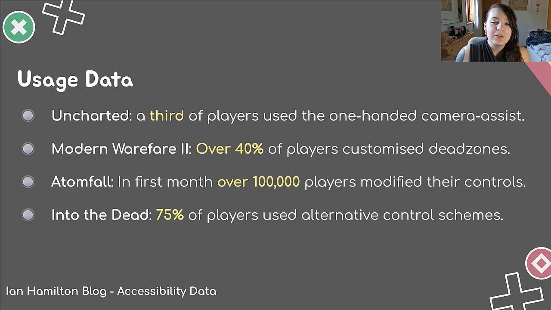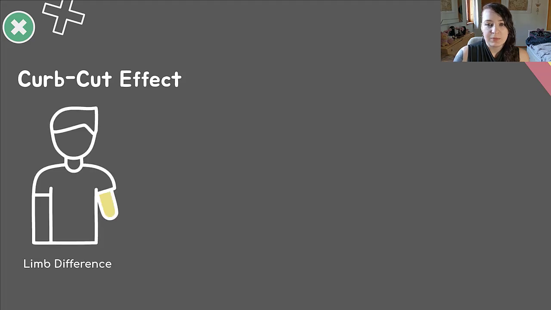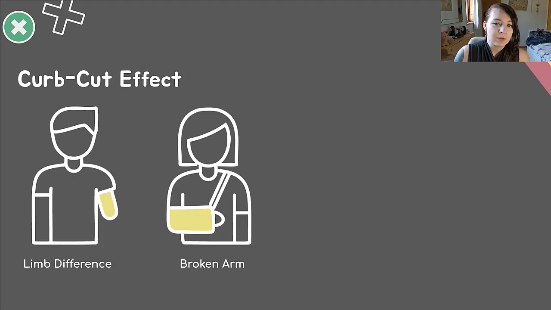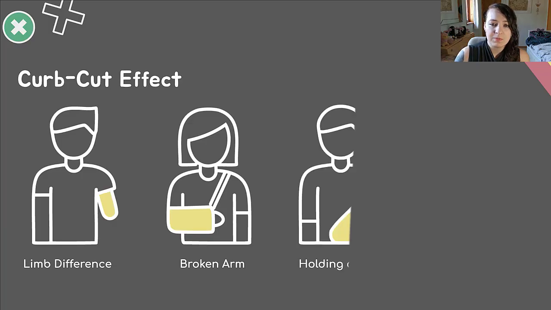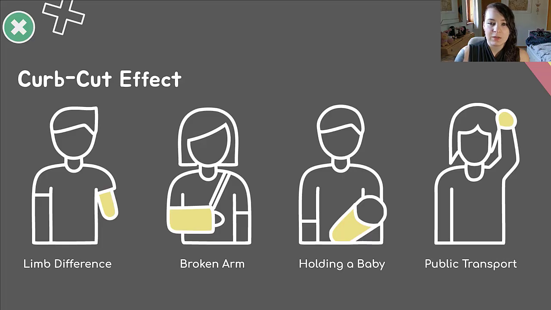You can see from all of this data and numbers that there are huge numbers of players paying attention to controls, and it's more than safe to assume that it's not just disabled gamers. Looking at just one example of one-handed controls, these benefit not only someone with a limb difference, but also someone with a temporary impairment, like a broken arm, or people with situational impairments, like someone that's holding a drink or a baby, or someone that's on public transport and commuting and holding onto a handrail.